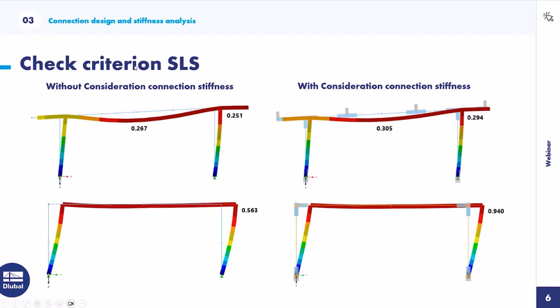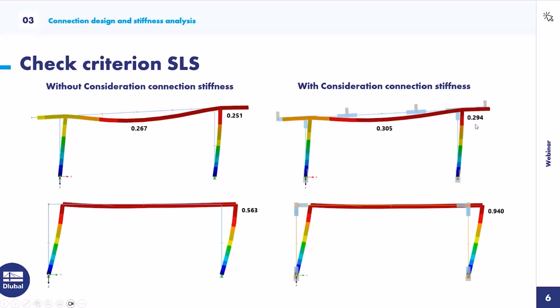So that's the check criterion, serviceability limit state, with and without consideration of the connection stiffness. You can see the connections here, and the stiffnesses are considered. For the frame in this direction, there was an ultimate limit design ratio of 0.27, and now we are at 0.3.